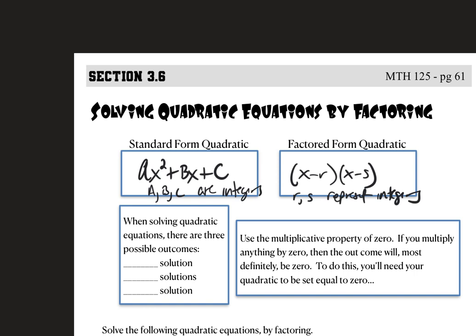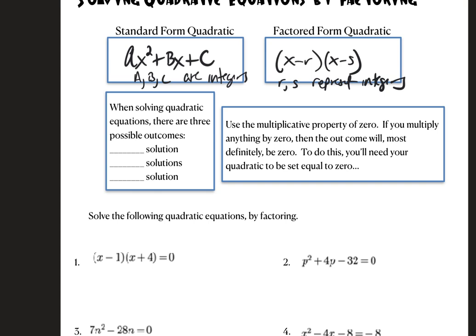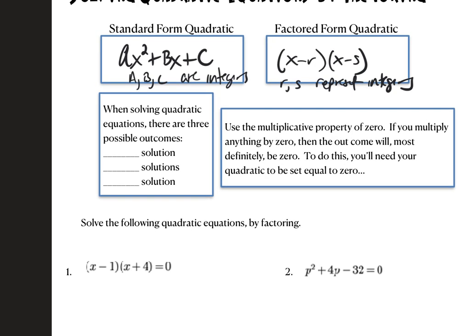But how can factoring a quadratic help you solve an equation when it's a quadratic equation? When you're solving a quadratic equation, first of all, there are three possible outcomes. One of them is one solution, which can happen. One is two solutions, and the other one is no solution. Those are three things that can possibly happen.